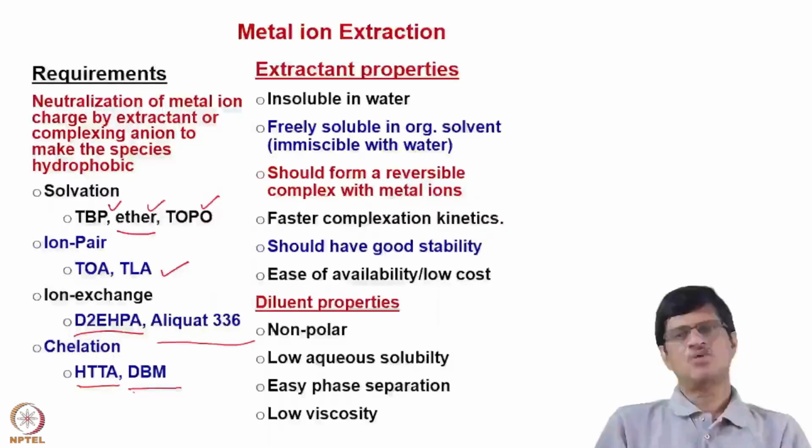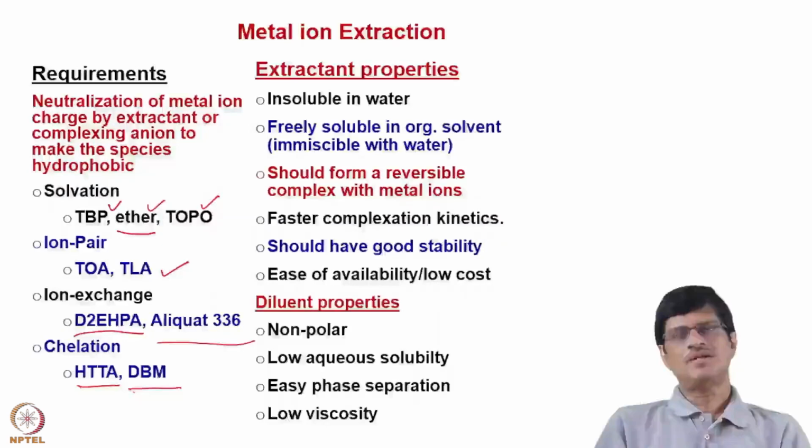Some of these extractants should have good stability. When I talk about stability, generally it should have hydrolytic stability. That is, in the acid medium, the acid hydrolysis of this extractant should not take place. And in case of actinides, because most of the actinides are radioactive, the extractant should also have radiation stability. And finally, the extractant should be low cost and easily available. That is how the process cost can be reduced.